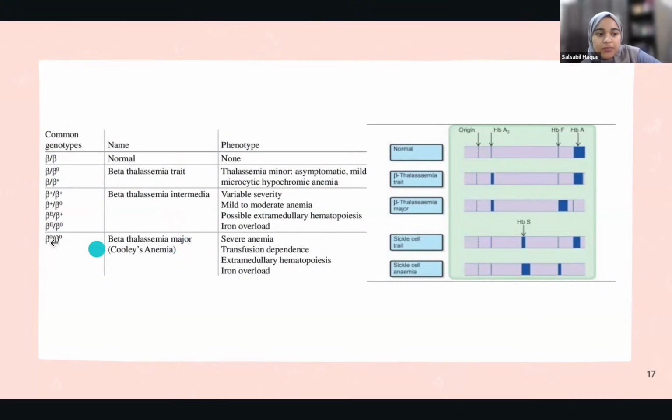Major is going to be if both of the beta chains are absent or zero. This causes severe anemia, extramedullary hematopoiesis, all the signs that we saw. Intermediate, it can be either one of the chains is absent, or both are abnormal, or there are some other issues. So there is epsilon here, but you don't need to know that. So there is iron overload, possible extramedullary hematopoiesis, and moderate anemia.